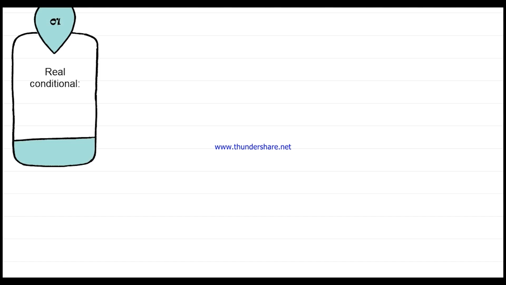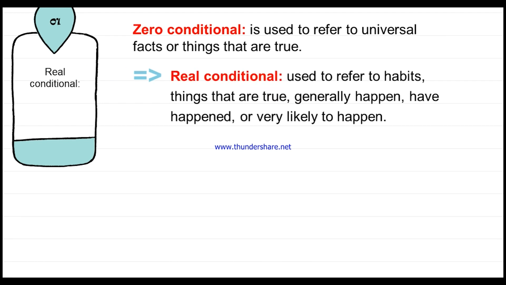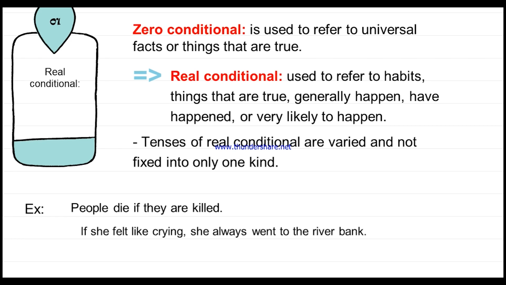So let's begin with the real conditional. You have already been familiar with the zero conditional, which is used to refer to universal facts or things that are true. In reality, it belongs to a much larger group, which is called the real conditional, and it is used to refer to habits, things that are true, generally happen, or have happened, or are very likely to happen. Tenses of the real conditional are varied and not fixed into only one kind.